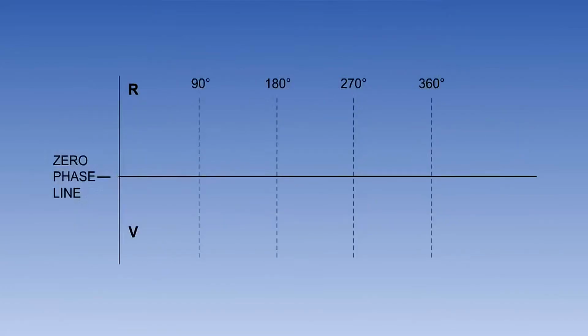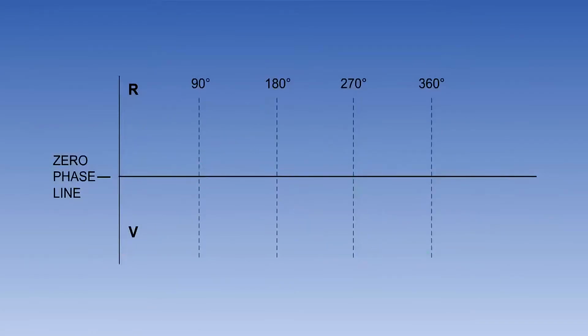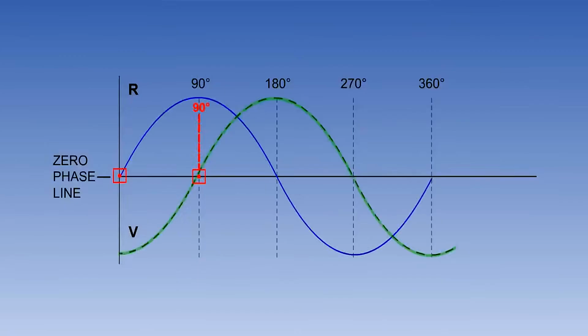Identify the zero phase position of each wave. This is the point on the zero phase line where the wave starts to move above it. Then see where the zero phase of the variable wave lies in the waveform of the reference wave. In this example, we see that the variable wave is at 90 degrees phase difference from the reference wave, or put another way, it is 90 degrees out of phase.